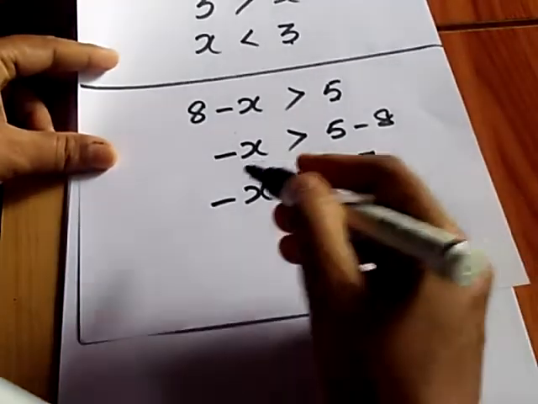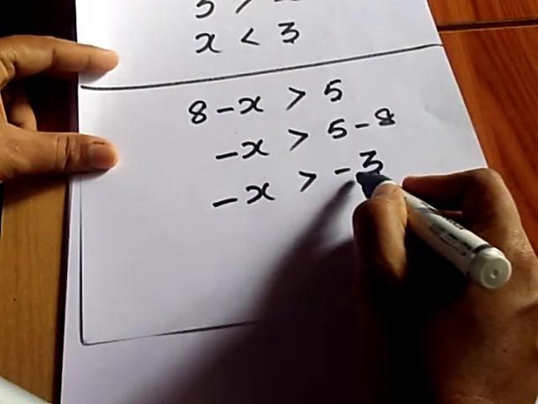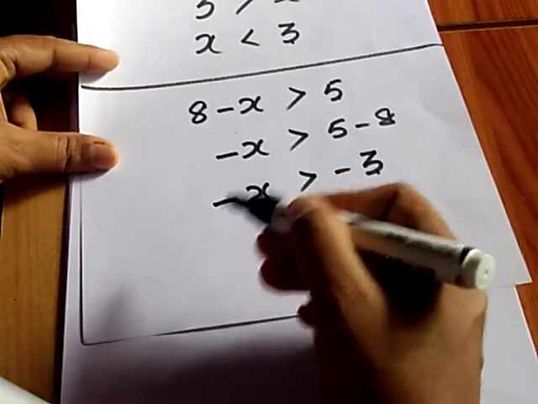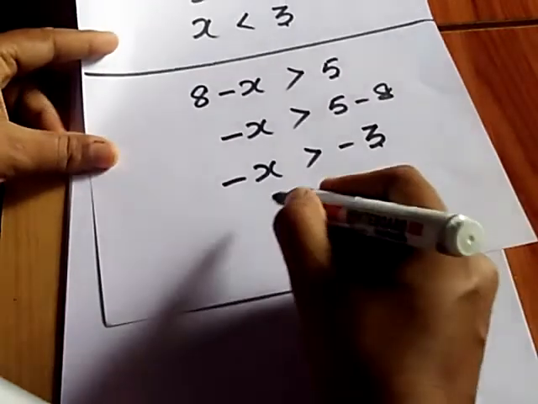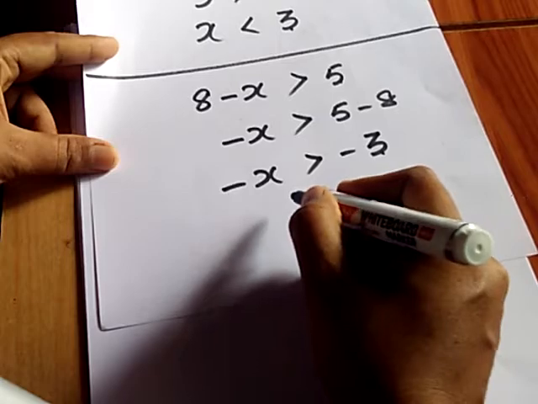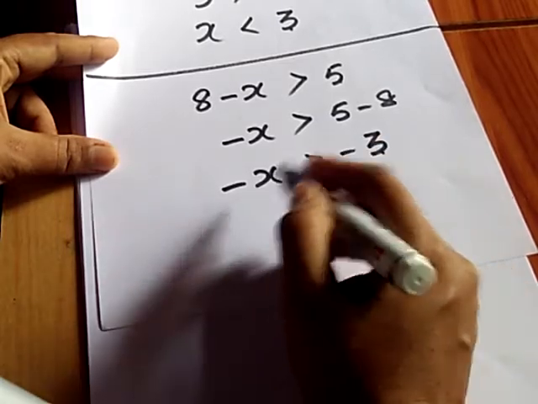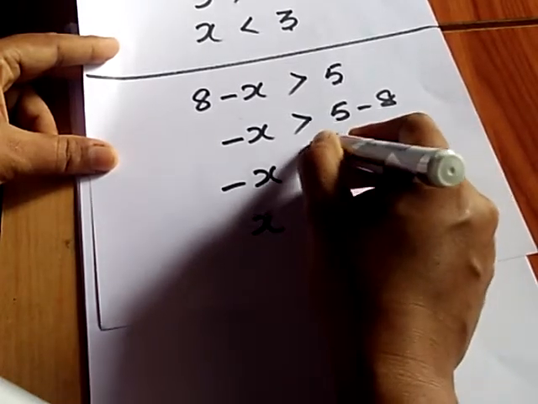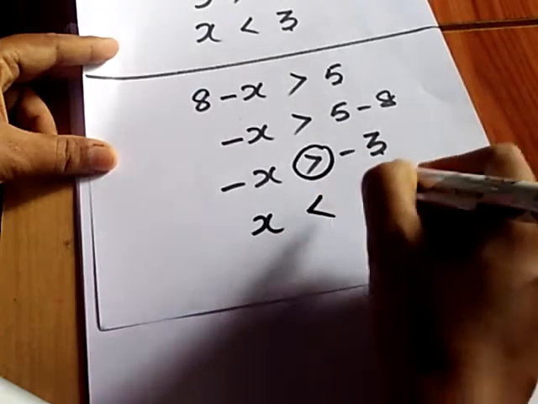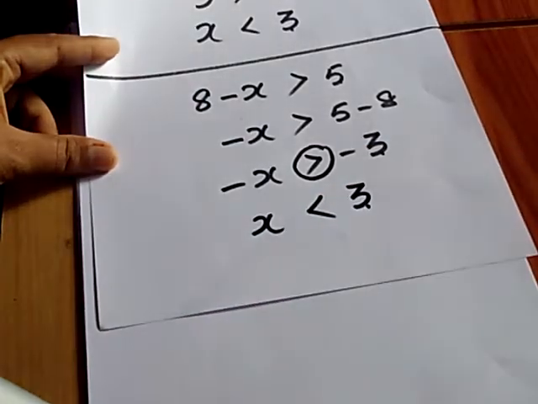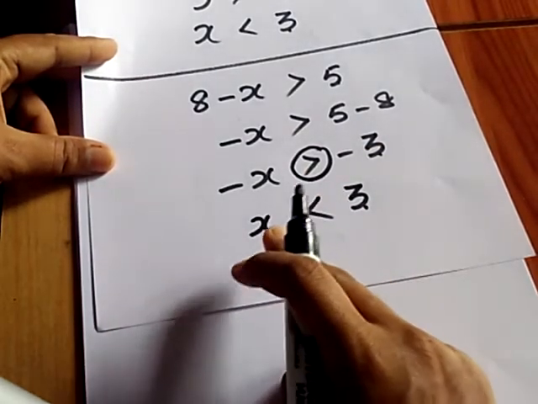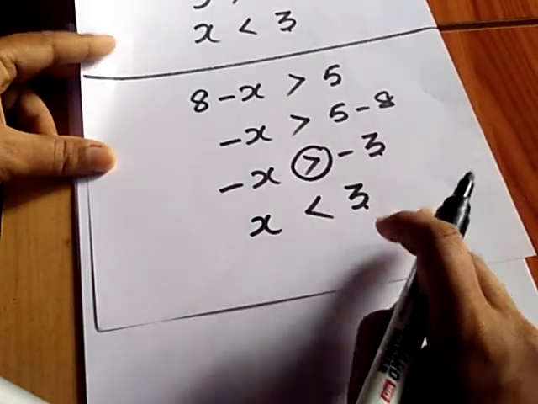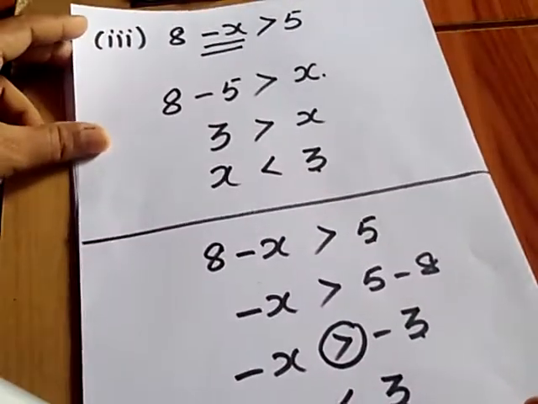Now here you can notice minus on both the sides. Now just divide by minus on both the sides. As we are dividing it, changing the sign of both the sides, the sign of the linear inequation flips or reverses. Hence it is x is less than 3. You can solve in both the methods.